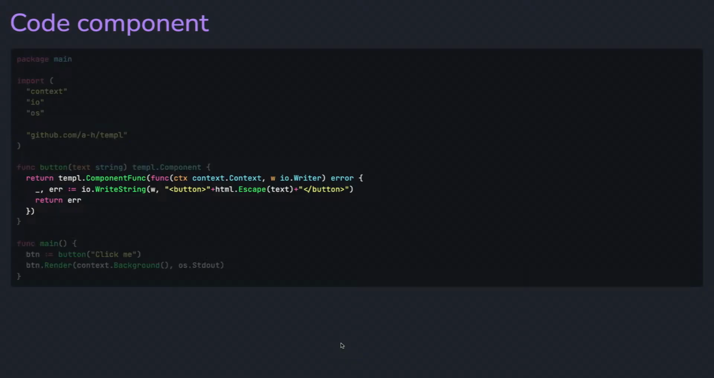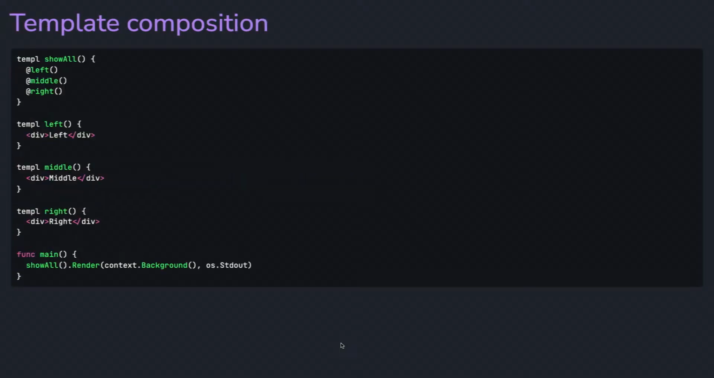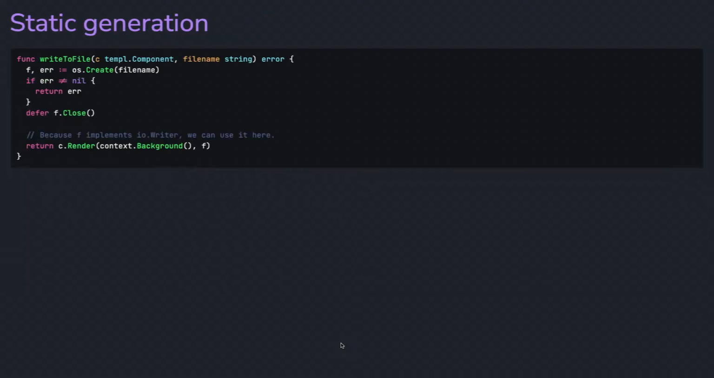You can also compress that down into a sort of more anonymous function. So if you don't want to define a type, you can define this Temple component func, and that just turns a function into something that implements the interface. As you might expect, you can compose templates together. So you can define a left, middle, and a right, and then show them all together in one go.